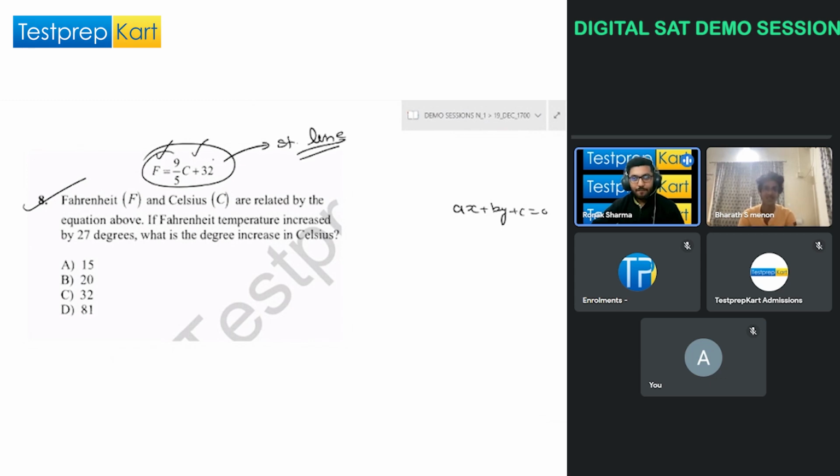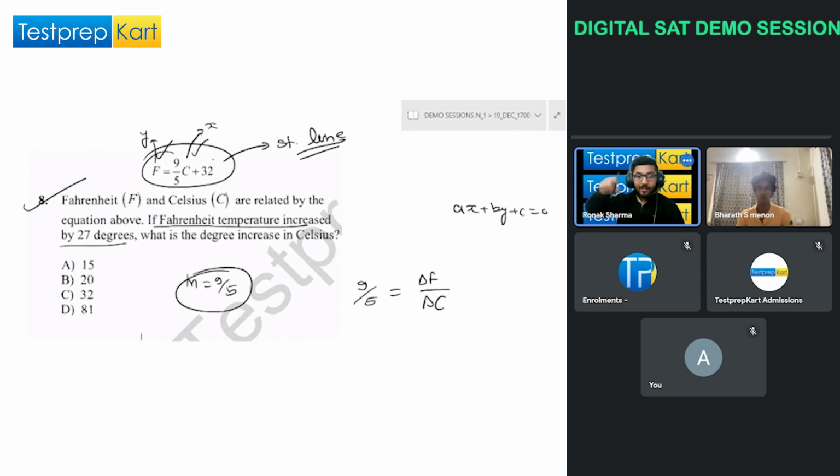See, if I assume F to be y and C to be x, isn't it of the format y equals mx plus c? Clearly. So can I say slope is 9 by 5? If slope is 9 by 5, now read this question. If Fahrenheit temperature increased by 27 degrees, they are not talking about initial or final point. They are giving you the difference in those two temperatures of Fahrenheit, that is 27. We know that 9 by 5 for sure is delta F by delta C.